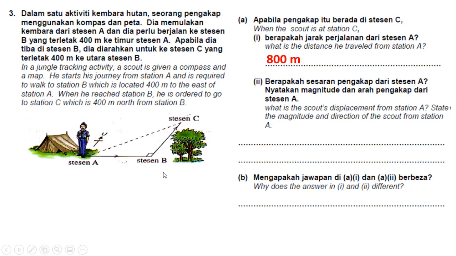Now the question is, what is the scout's displacement from station A? When we talk about displacement, we have to know the first location is A and the final position is C. So from A directly to C. We can use the Pythagoras theorem to find the displacement. So we have 565 to the northeast. Because this is the same angle, it is 45 degrees, so 45 degrees here is the northeast direction. So why is the answer different? Because displacement has magnitude and direction.